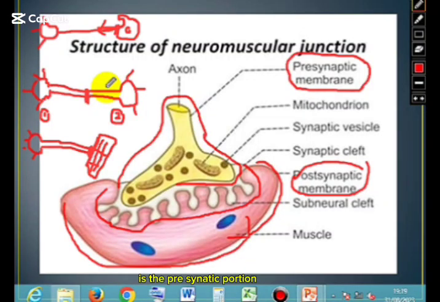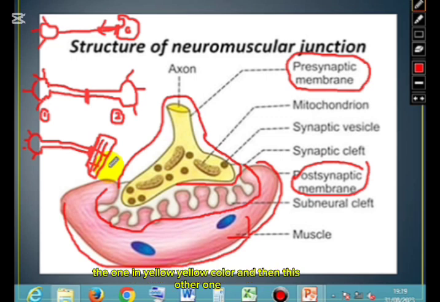Here is the presynaptic button, while the muscle is the postsynaptic button. Such as the structure you have here, the structure of the neuromuscular junction or the neuromuscular synapse. This is the axon of the nerve cell, the one in yellow color. And then this other one is a muscle fiber. And the axon of the nerve cell is anastomosing or uniting with a muscle fiber. And this type of synapse is called the neuromuscular synapse.